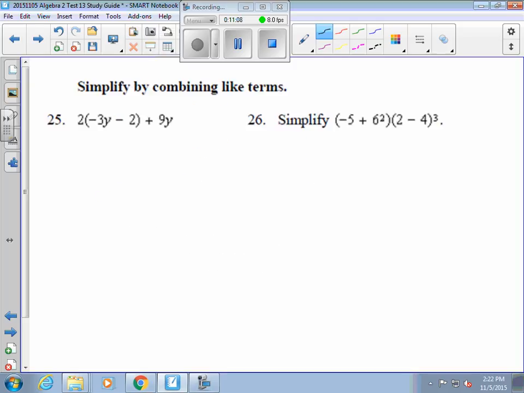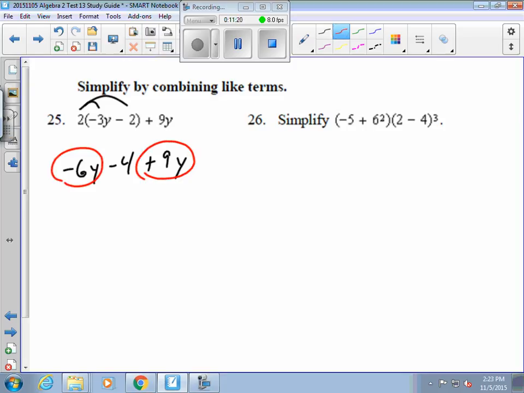Number 25 and 6 combining like terms. 2 times this, just distribute. Negative 6y. 2 times this is negative 4 plus 9y. Combine your like terms, negative 6y and positive 9y. Opposite signs, subtract them. 9 minus 6 is 3y. 9 is the higher absolute value, so it's positive 3y minus 4. We cannot put these two together since they're not like terms.